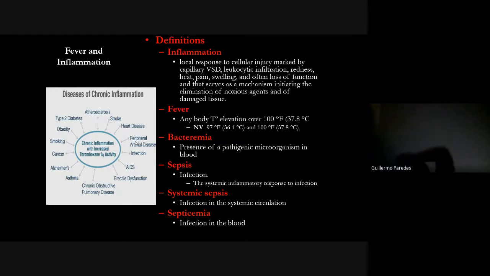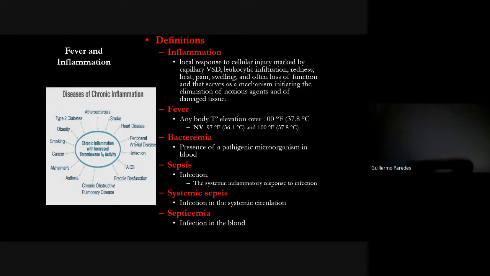And what are the local messengers for this process? The local messengers will be the prostaglandins. What are the four functions of prostaglandins? They are pain, inflammation, mucus, and clotting, right?